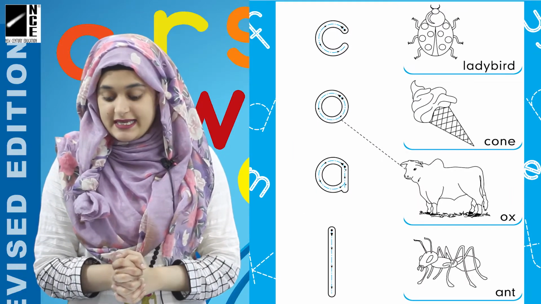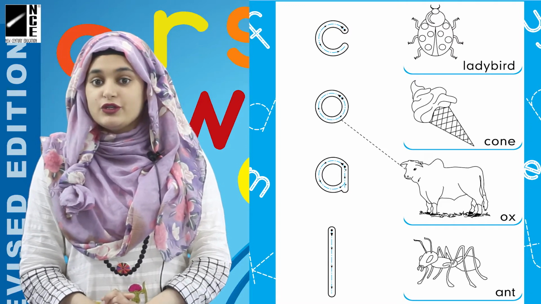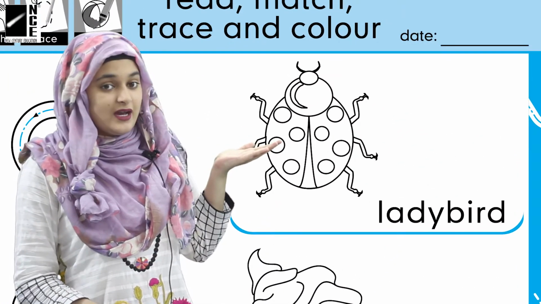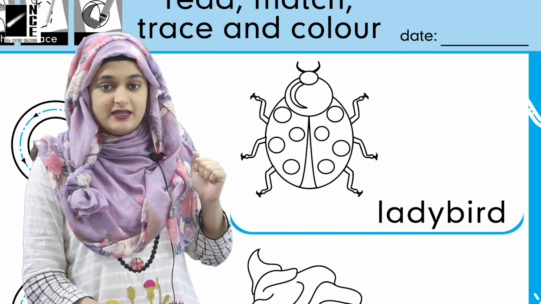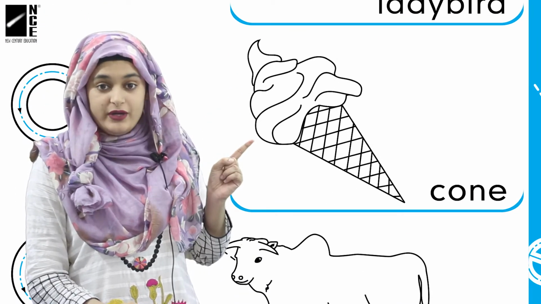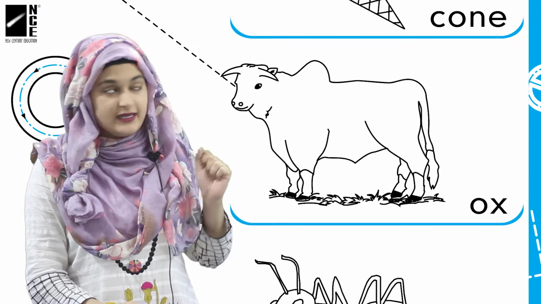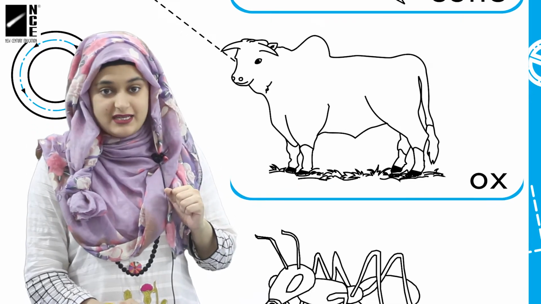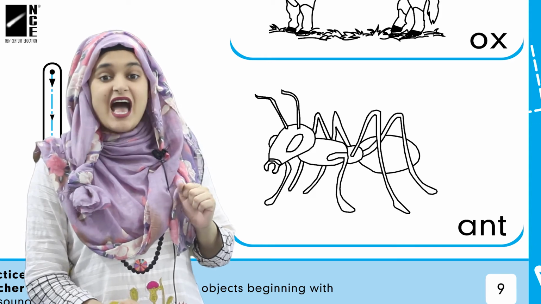So children, you can see that there are some pictures in our worksheet and there are some letters written. So let's start with the reading. What is this picture? This is ladybird. The second picture is cone. And the third picture is ox. And the last picture is this. What is this? Yes, this is ant.